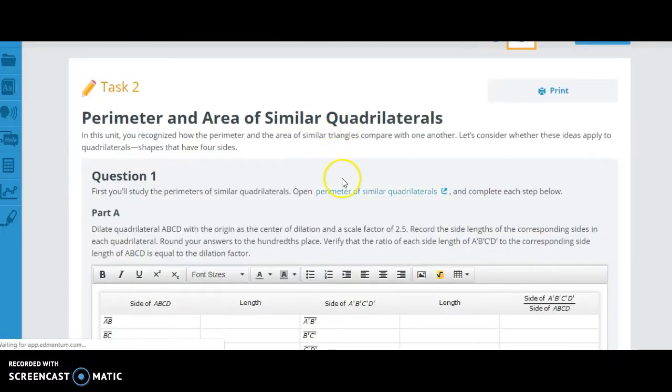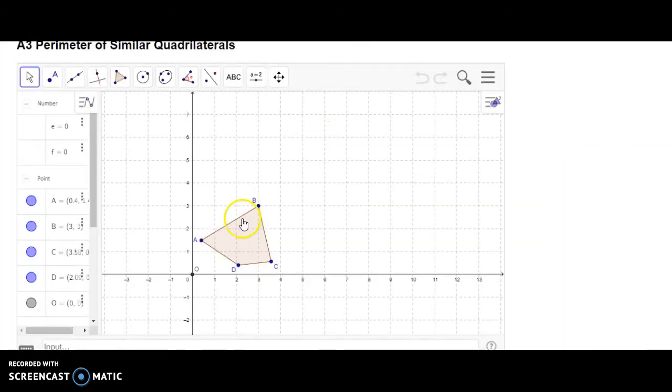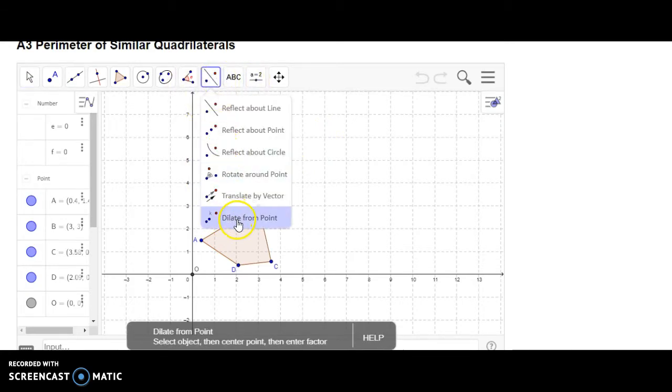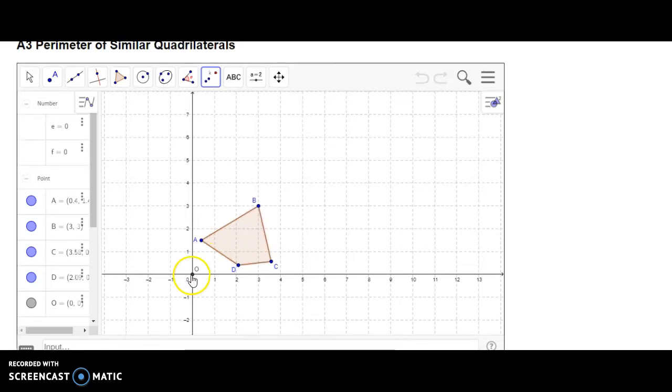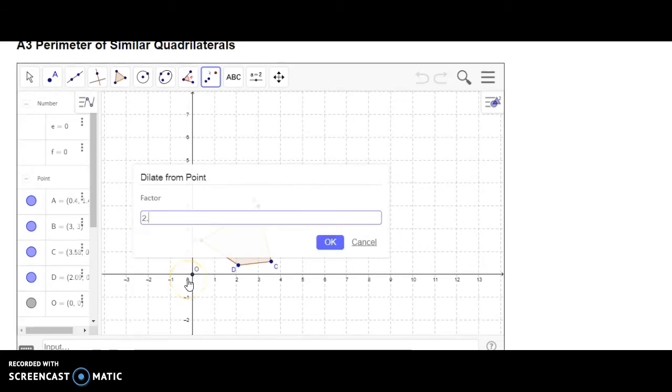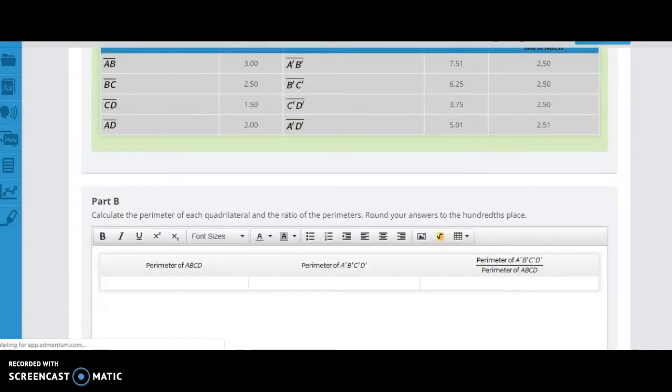Okay, let's take a look at task 2. We're going to open this new GeoGebra that it talks about. Perimeter of similar quadrilaterals. Let's see. Dilate quadrilateral ABCD with the origin as the center of dilation and the scale factor of 2.5. So we got this guy. We are going to go here, dilate from point. So it says dilate from point, select object, then center point, and then enter factor. Click on the object, click on our center point, and the factor was 2.5. So there we go. And then you'll fill in all of these from there.